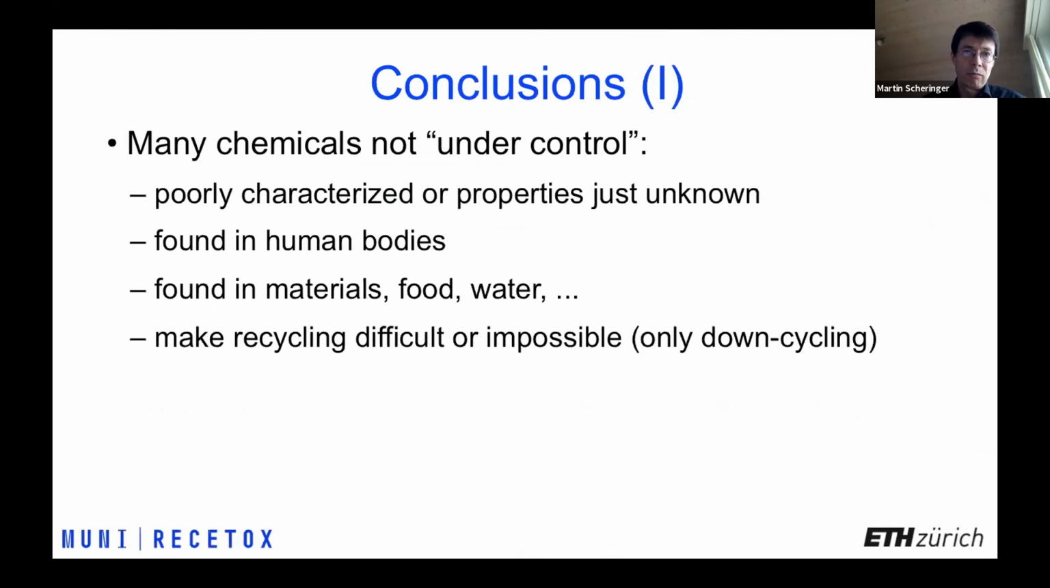So in conclusion, I think we have to draw this conclusion that many chemicals are not under control. Many chemicals that we want to use, that we put on the market, are not under control. They are only poorly characterized, or even worse, the properties are unknown. They are found in human bodies, and they are found in materials of many consumer items, daily use items of people, in food and water. And of course, they make recycling difficult because they would then be present in materials where they should not be. So it's only downcycling that will be possible in the end, as long as we have so many chemicals present in the wrong place.